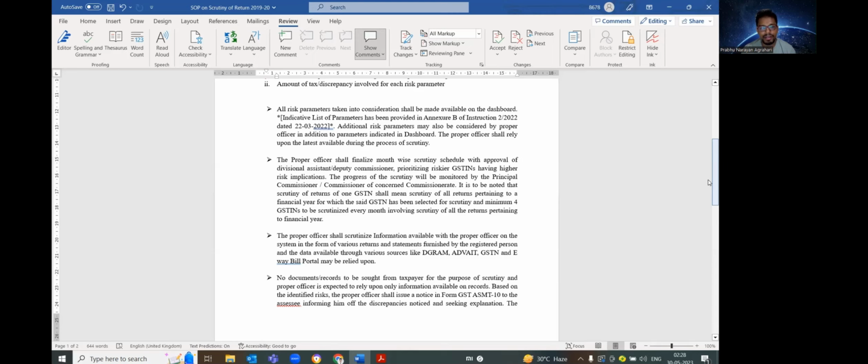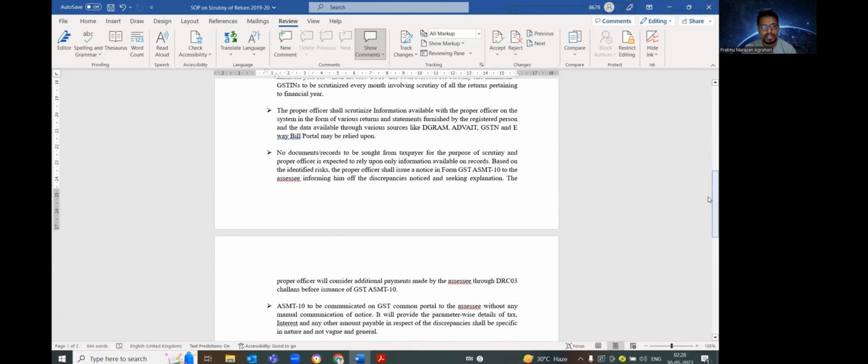Based on the identified risk, the proper officer shall issue a notice in Form GST ASMT-10 to the registered person informing him of discrepancies noticed and seeking explanations. The proper officer will consider additional payment made by the registered person through DRC-03 before issuance of GST ASMT-10. It means the proper officer cannot blindly issue the notice in Form GST ASMT-10.